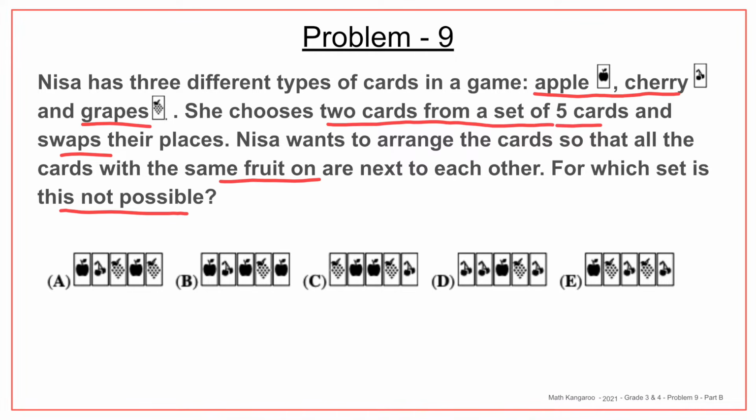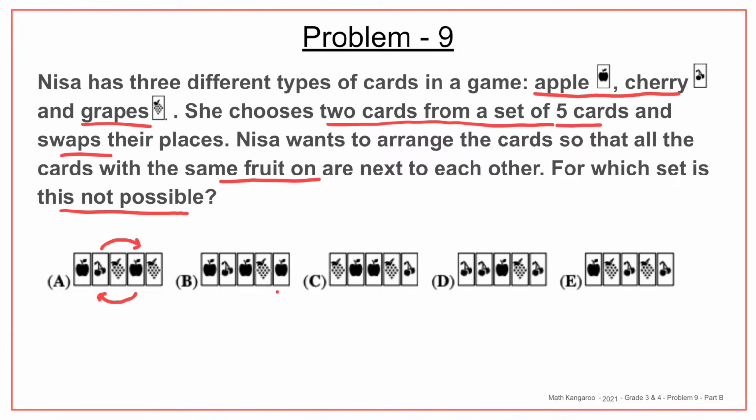Let's swap 2 cards and see if we can have the same fruit next to each other. Let's see option A. So if we swap apple to cherries and cherries here, then also this is not possible. So this could be our answer. Let's try other options and see.